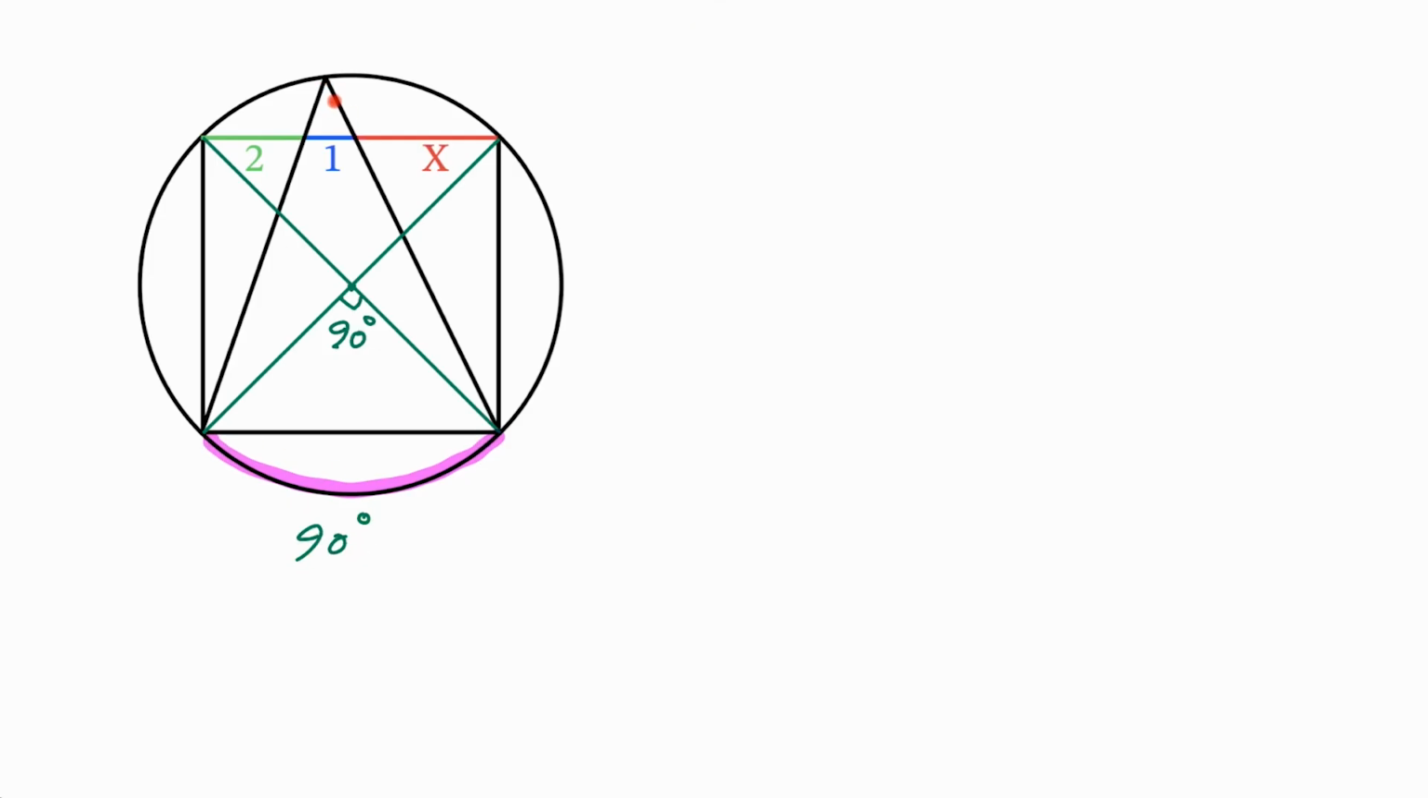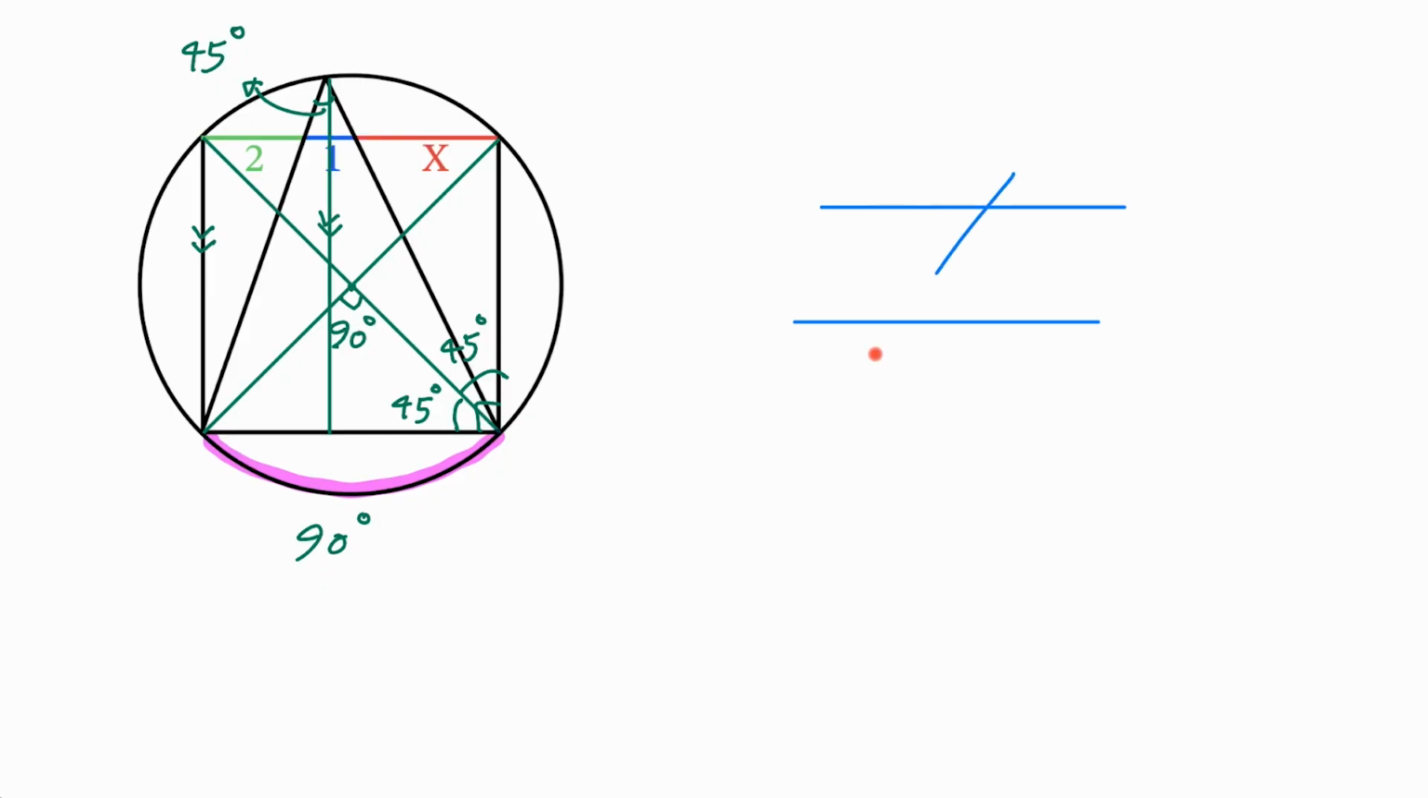And also we have an angle here that is opposite to the same arc, and this is an inscribed angle, and the measure of this angle is half the measure of this arc. So we have a 45 degrees angle here. If we draw a line from this point here, which will be parallel with this line, we know that if we have two parallel lines and a transversal, all of the acute angles are equal.